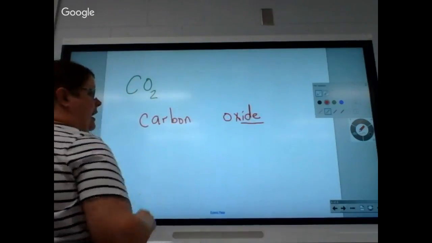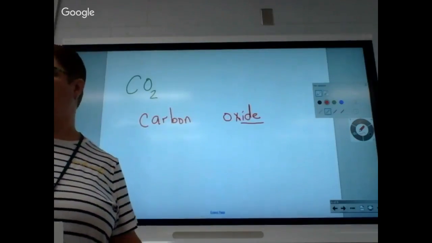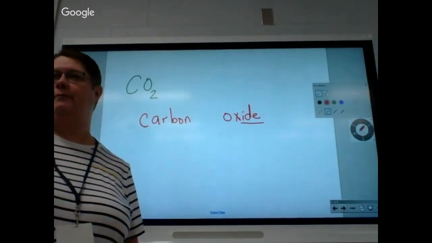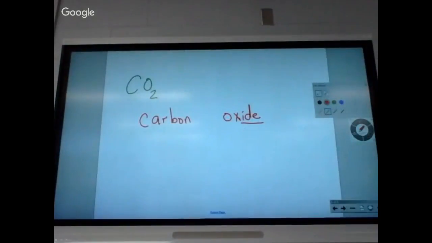Carbon and then oxide. Now, do we need a Roman number? A lot of you are not going to believe me that all covalents need a Roman number. So look up carbon real quick. Got your blue sheet? Nothing wrong with not trusting me. I have trust issues myself. I don't trust anybody.